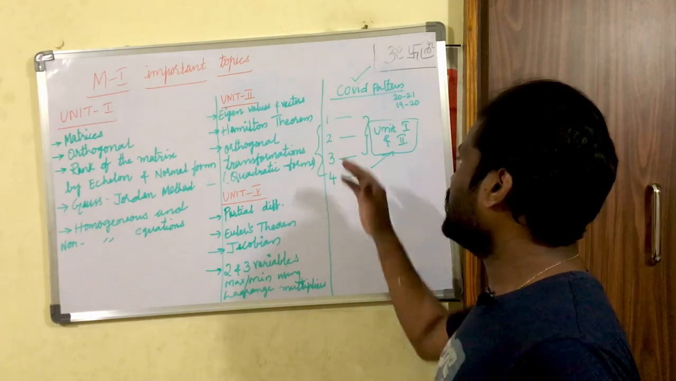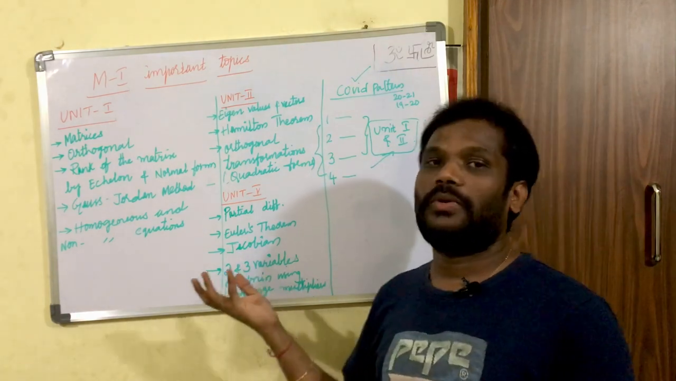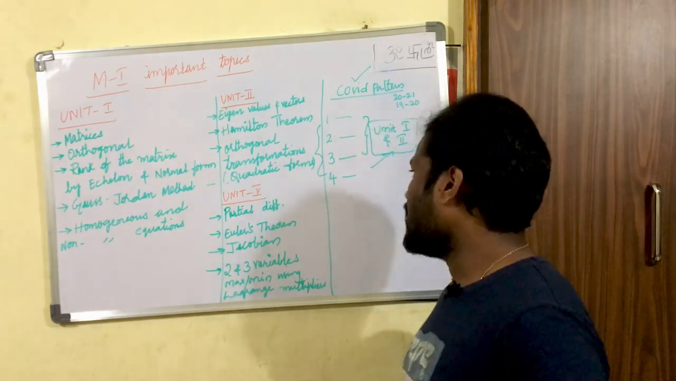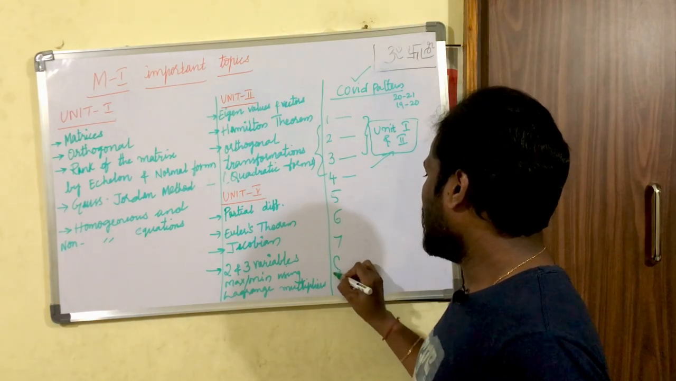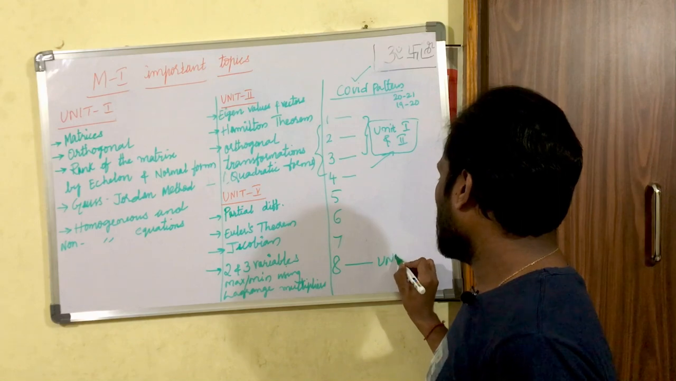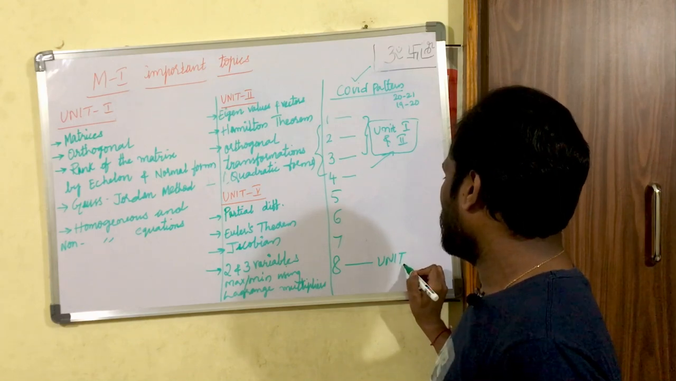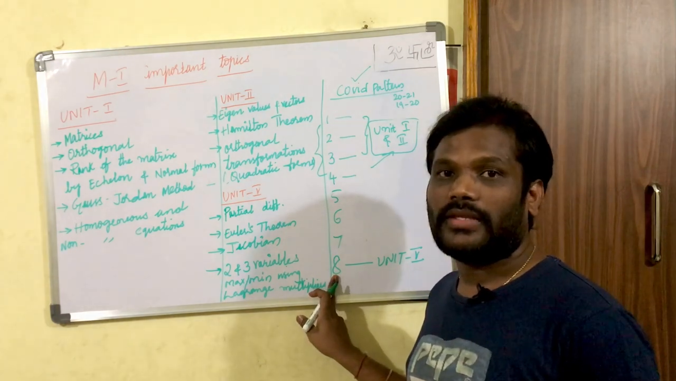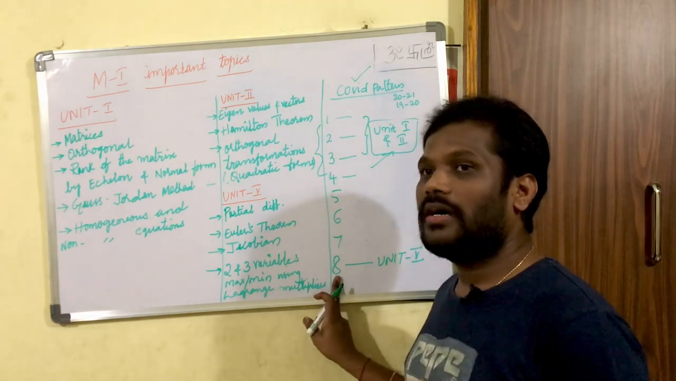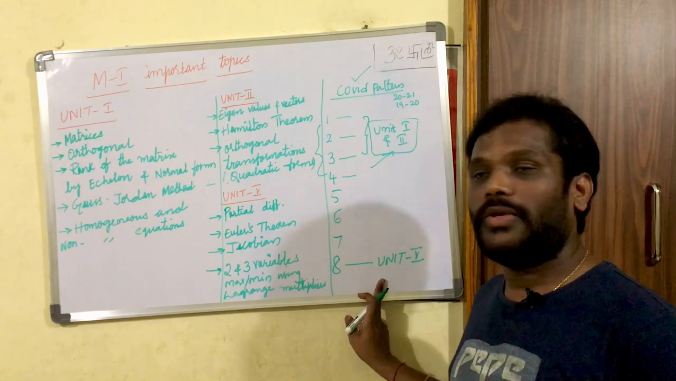So 1, 2, 3, 4, if you practice, you will be able to pass this subject. And as I told you, for 5, 6, 7, 8, let's take the 8th unit. The 8th unit is all about the question. I mean the 8th question is from unit 5.